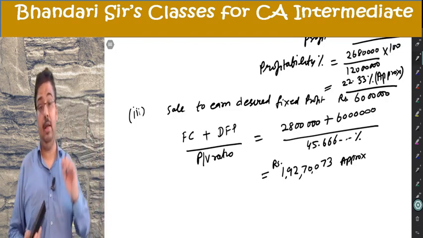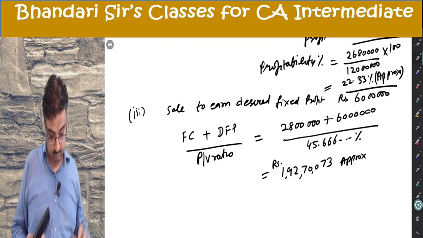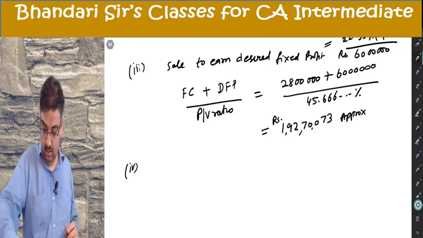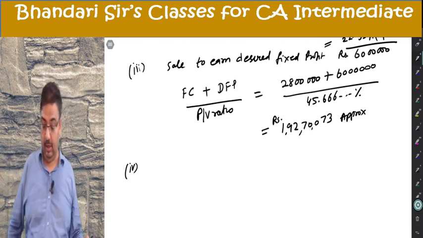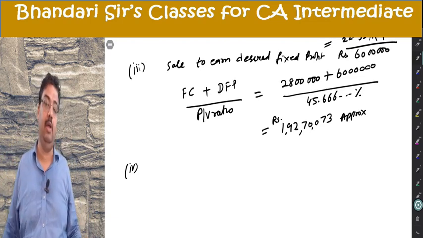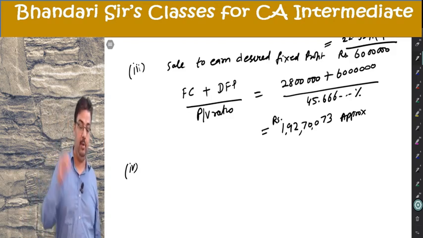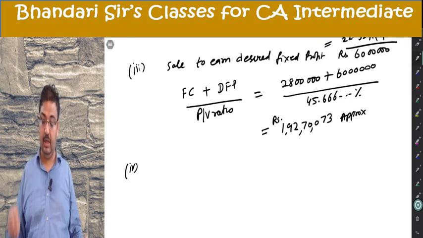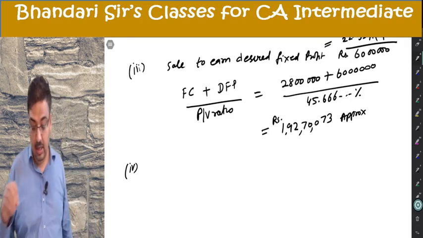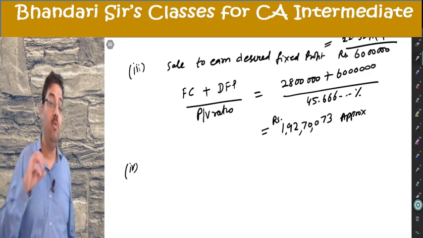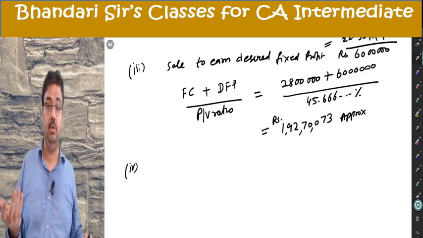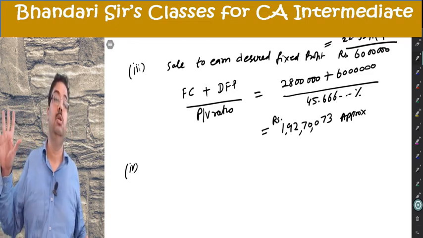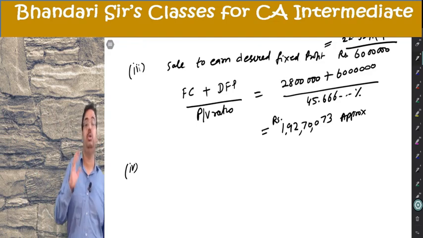Now fourth part is very important again. Different and important, fourth part. It says when merged plant is working at capacity to earn profit of 60 lakh, means when it is selling 1,92,70,073, then what percentage increase in selling price is required to sustain increase of 5% in fixed cost? When selling price is going to change, PV ratio will also change. PV ratio will not be constant. So older PV ratio cannot be used.